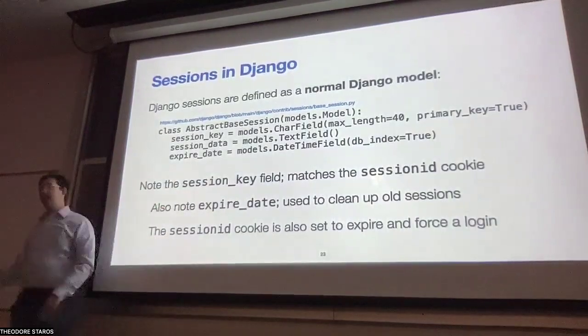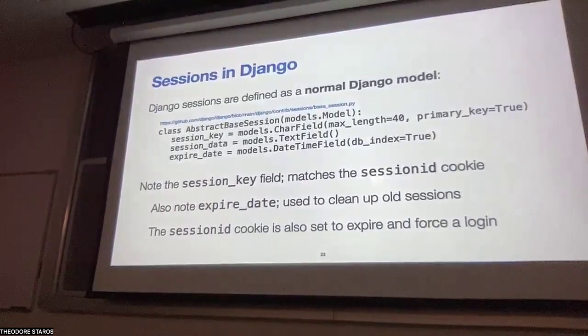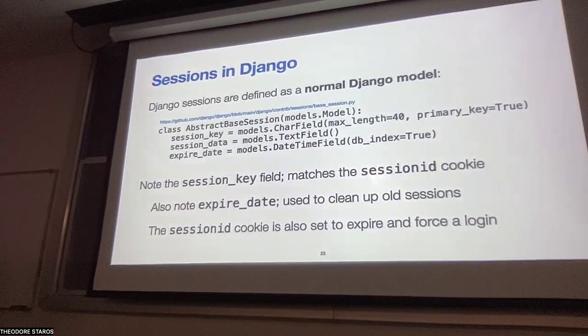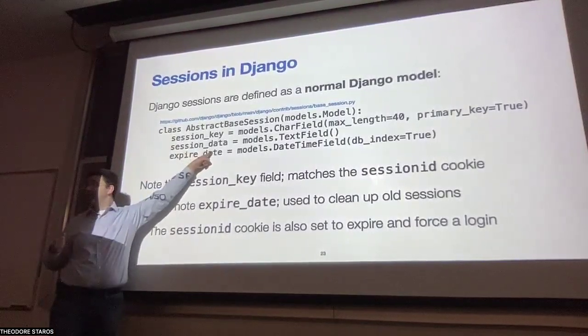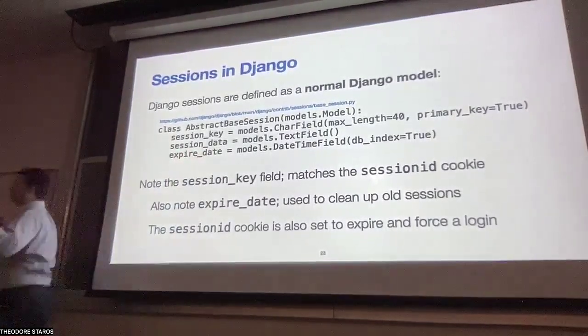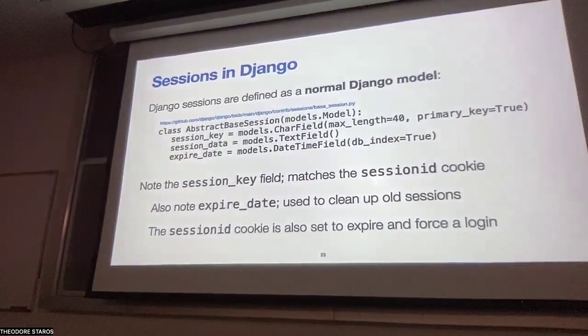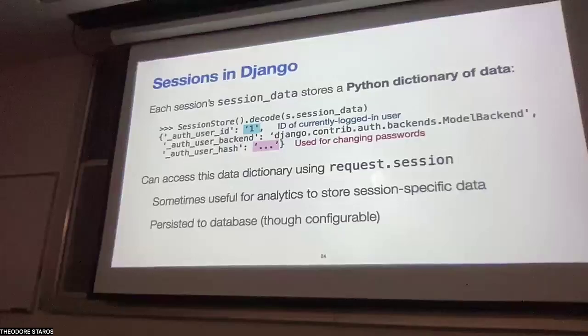So you've got the session key that matches your cookie, and what the server will do is, when a web request comes in, it'll check the session ID cookie, use that to look up this abstract base session from the database, and then read the session data, which will tell the server what it knows about you specifically. Okay, and let's see where that happens.